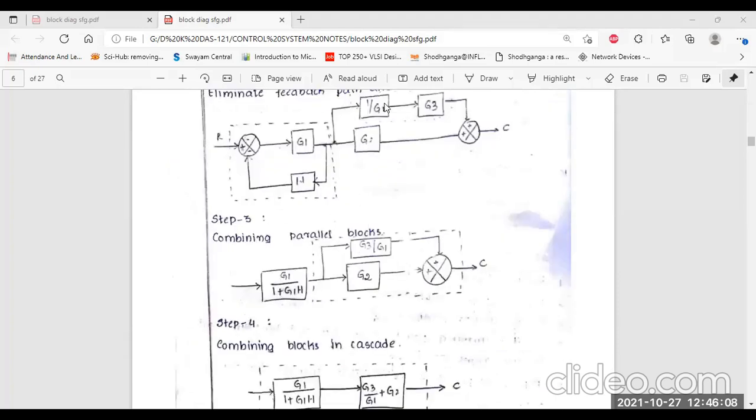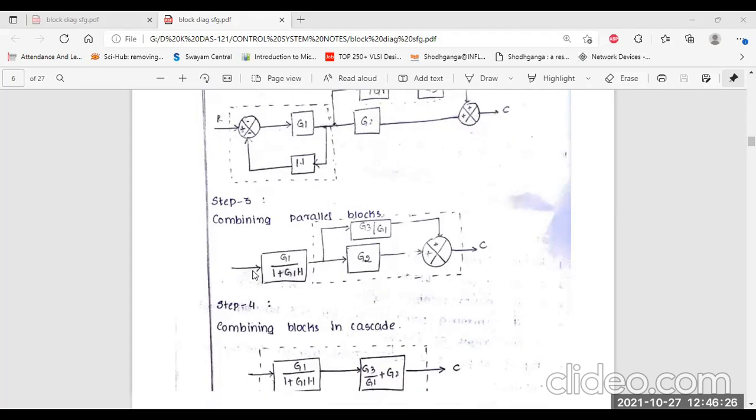Then another part, this is also G3 by G1, because this is another block. We have to combine this parallel block, that is G3 by G1, and the same thing, G2, summing point and also the output part.